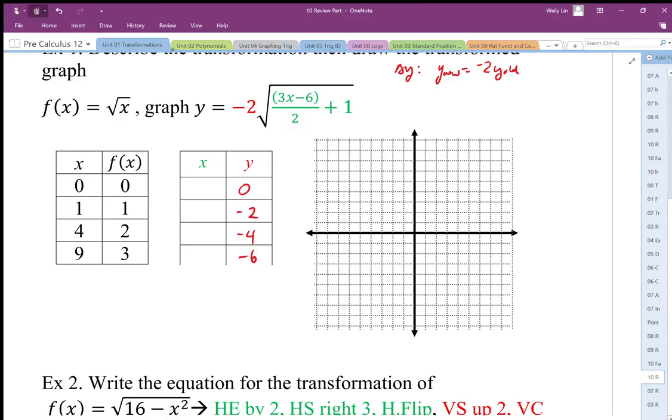X's are done in reverse. So everything that we see here has to be done in reverse. So the times 3 really is a horizontal compression. The divide by 2 really is a horizontal expansion. -6 really is 6 to the right. +2 really is a shift to the left.